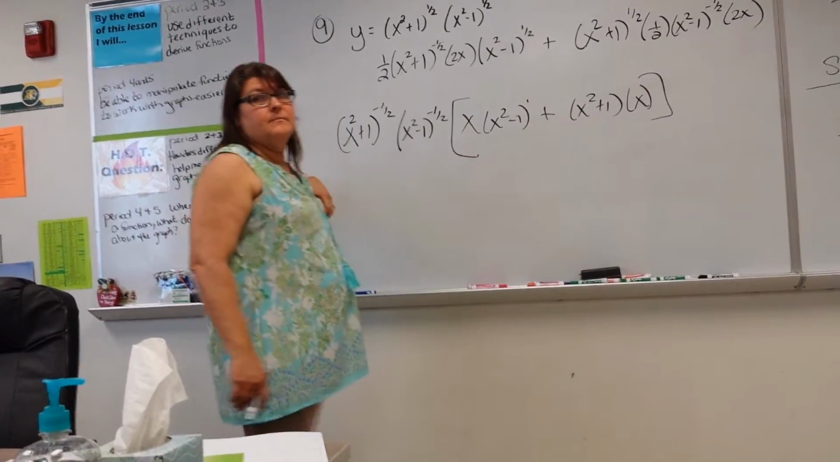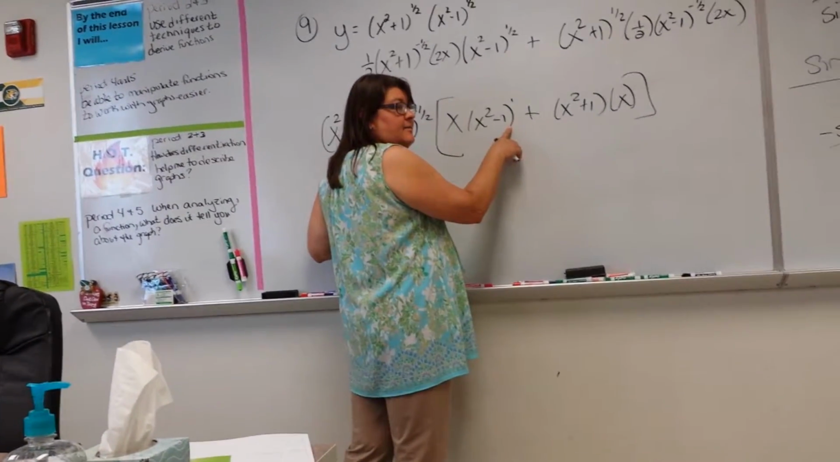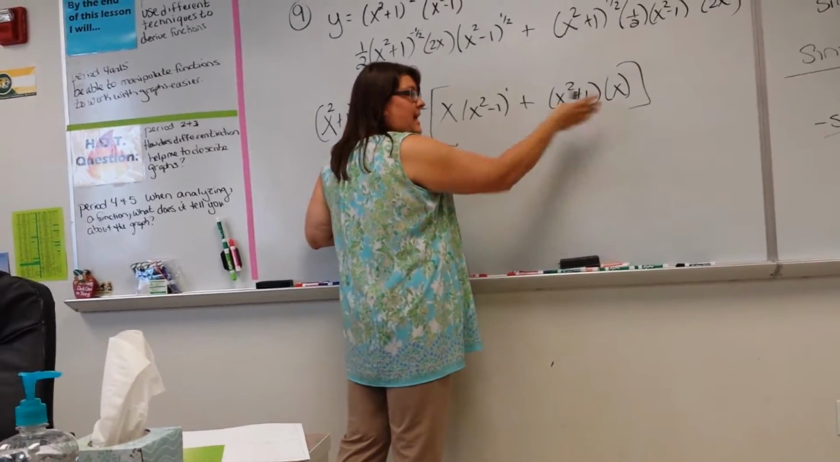And that's the same with the other ones? Yeah. So now you distribute this through and get x cubed minus x, plus x cubed plus x, and the x's would cancel.